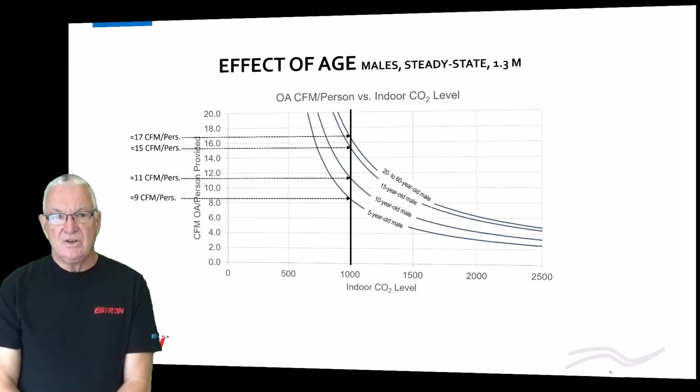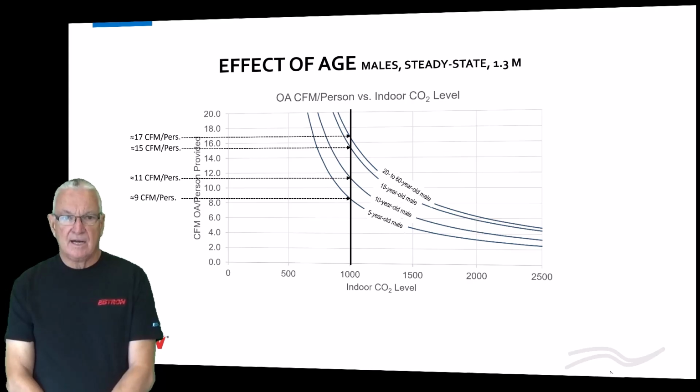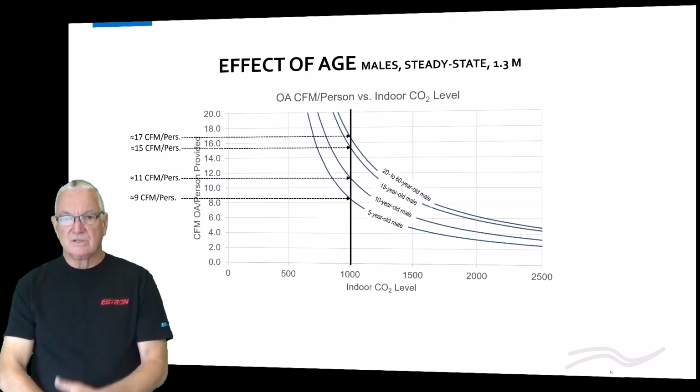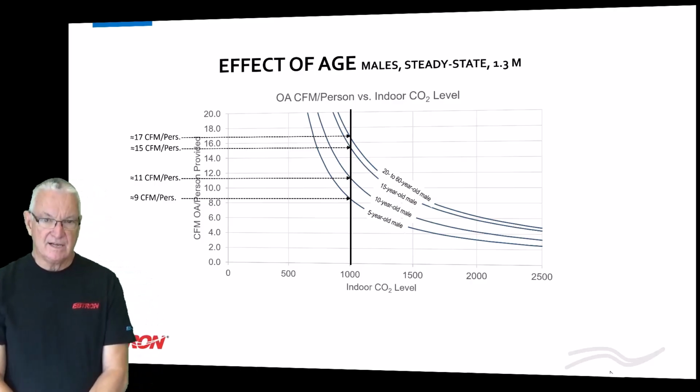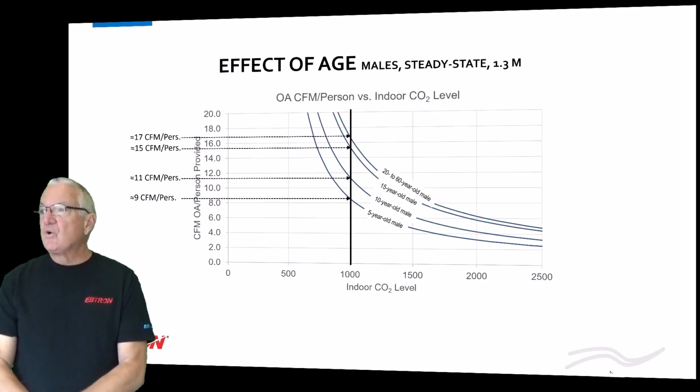We've got age. 1,000 parts per million for an adult is 15 or 17 CFM per person, but 1,000 parts per million for a 5-year-old is 9. You still had to bring in that 13 or 15 CFM per person in California. You're not going to get there. You're underventilating those classrooms. You don't realize it.